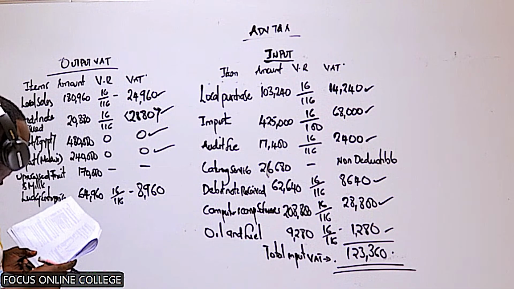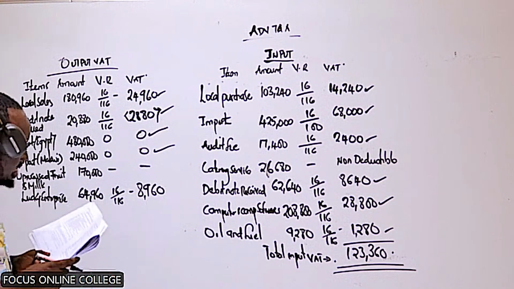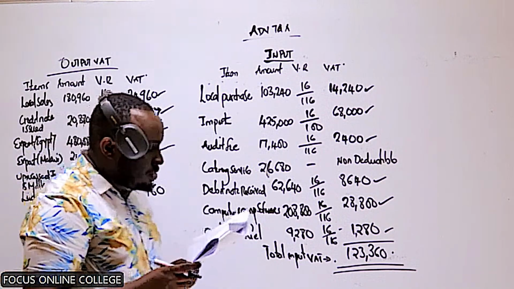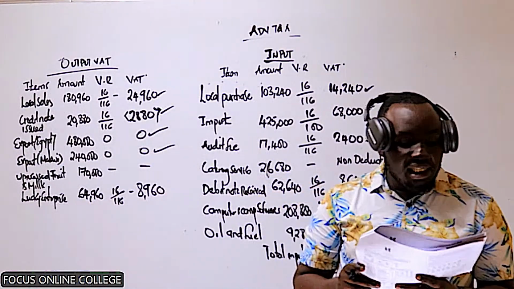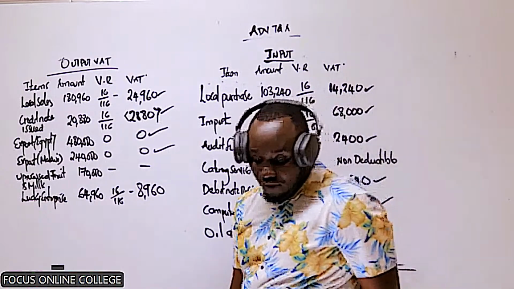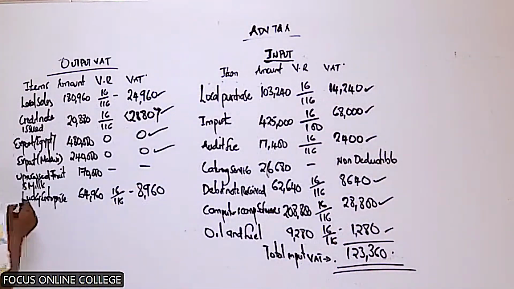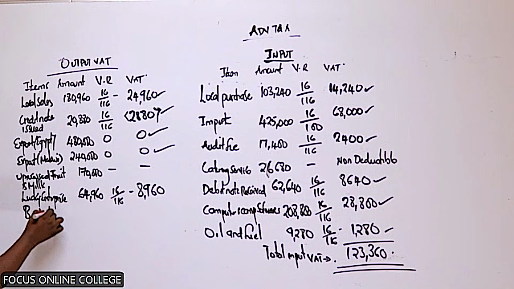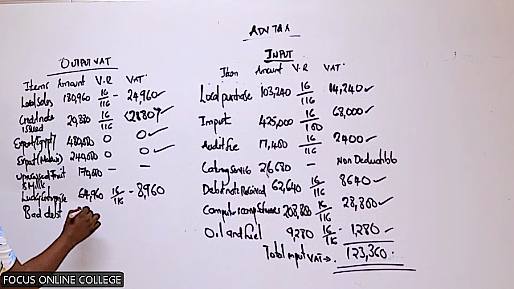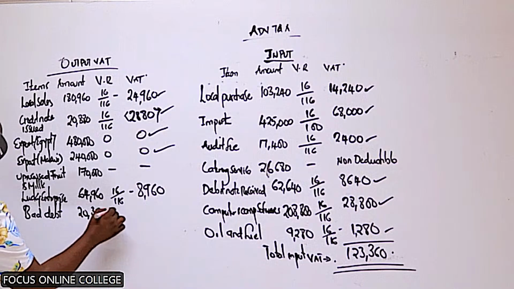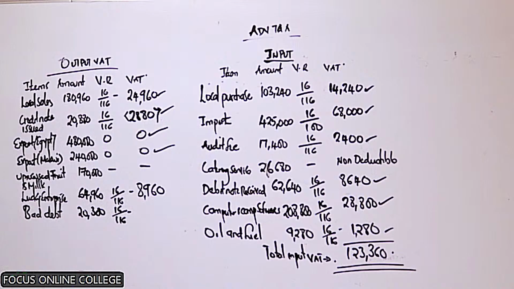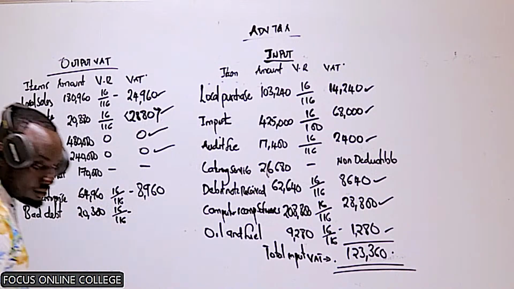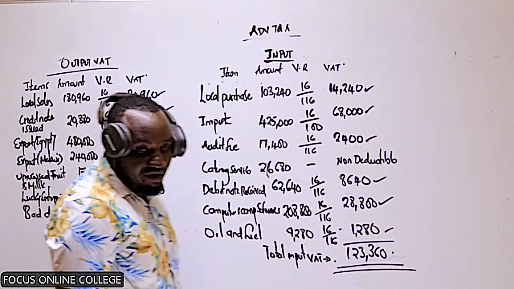Then next, a customer owing the business goods worth 20,300 was declared bankrupt, and the debt was immediately written off. How did you do that? We said bad debt. That should be bad debt. So we have the bad debt of 20,300, 16 over 116. So what do you have? What is the figure for that?